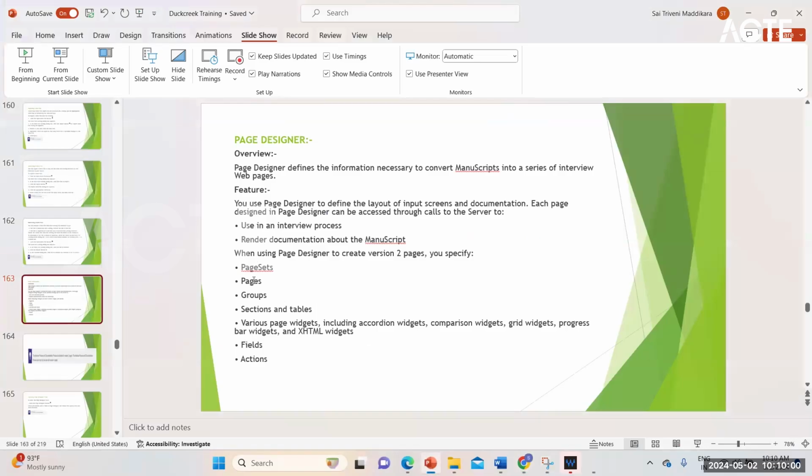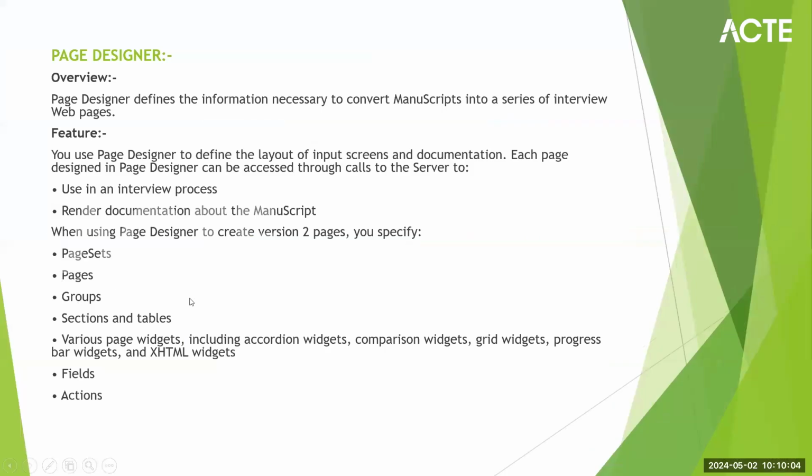So these will all come under the screens, like page set. Groups are nothing but the header of that group. You can see in the previous screen I showed you, it has multiple group icons like boxes. Those groups, sections, tables, widgets, everything will be here in the Page Designer. In the manuscript, you can design accordingly as per your requirement.